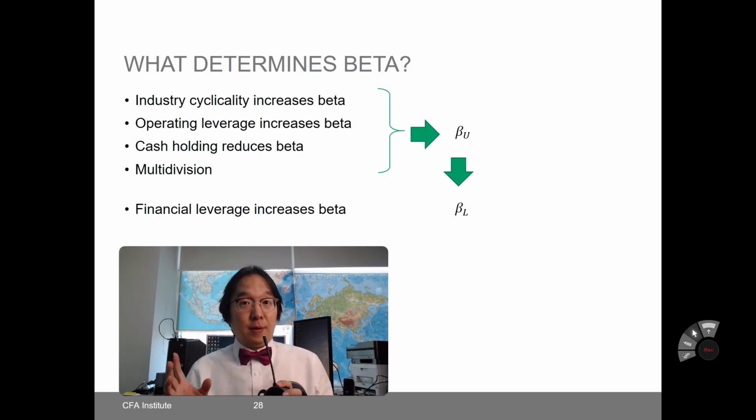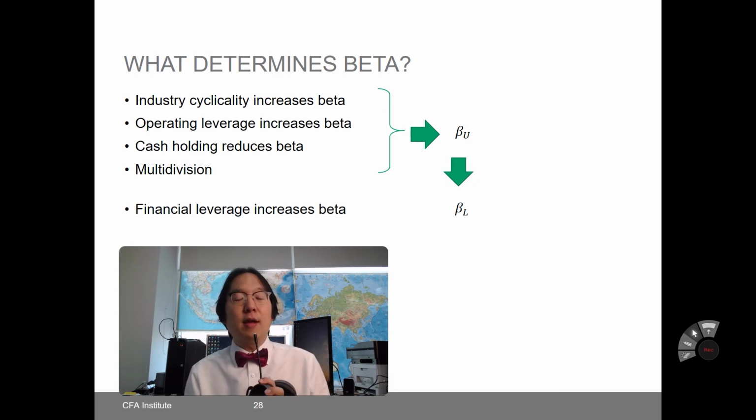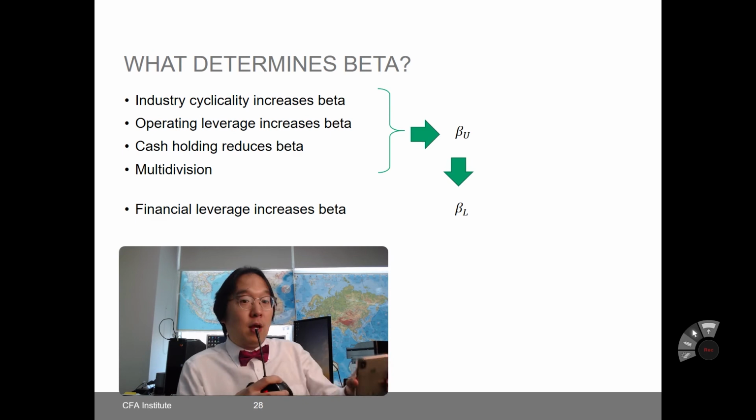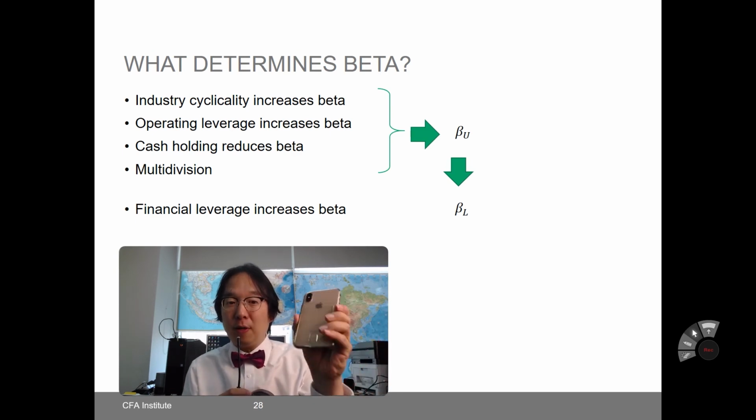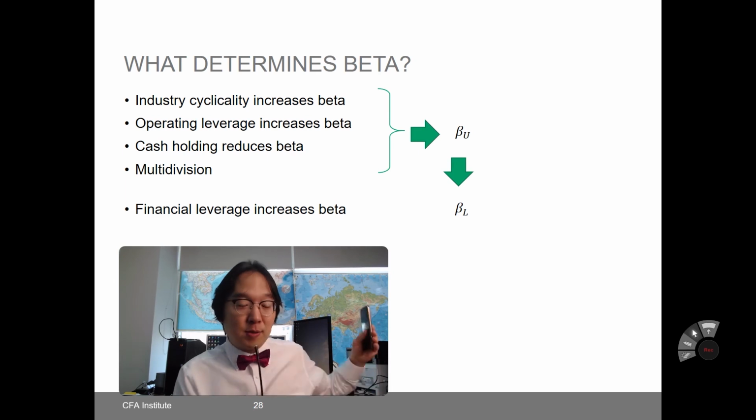Similar idea. Let's say Samsung Electronics has multiple divisions. One is semiconductors, the memory chip industry. Two, they have a cell phone division. Unfortunately, sorry Samsung, I have an Apple over here, but I used to have a Samsung. Galaxy.